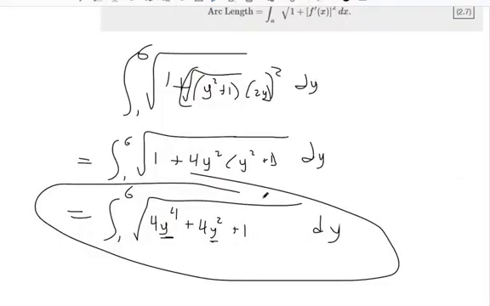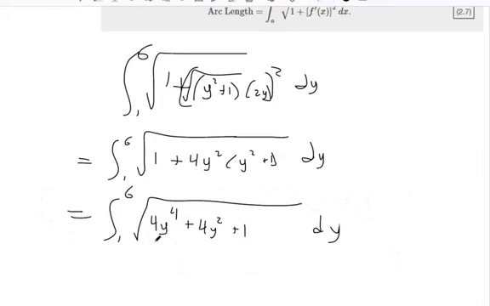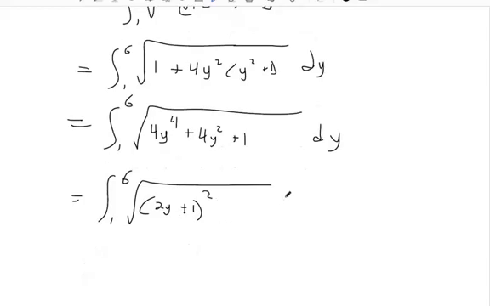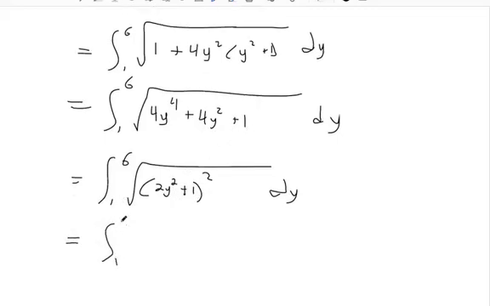Yeah, okay, because look, inside here, 4y to the 4th plus 4y squared plus 1 is the same thing as 2y squared plus 1, squared. Right, because 2y squared times 2y squared makes 4y to the 4th. 2y squared plus another 2y squared is going to make 4y squared, and then 1 times 1 is going to make 1. Tricky. I didn't look at it long enough.